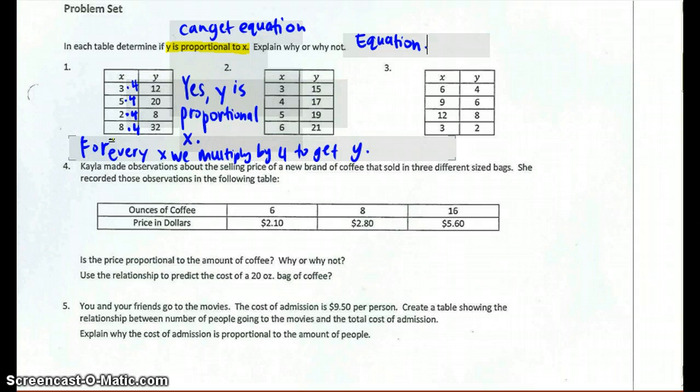Try number 2 and 3 by yourself. The proportional relationships have to multiply or divide. We cannot add or subtract numbers from x to y or y to x.